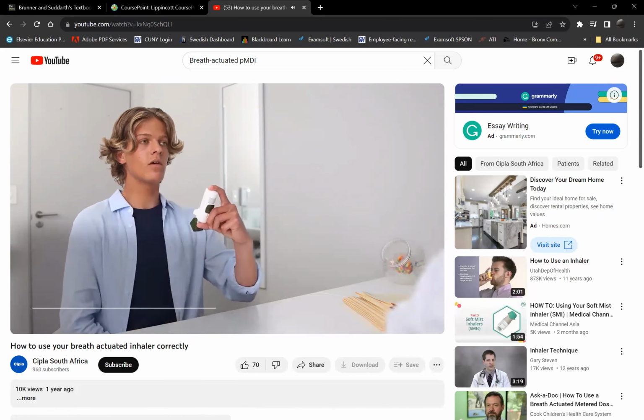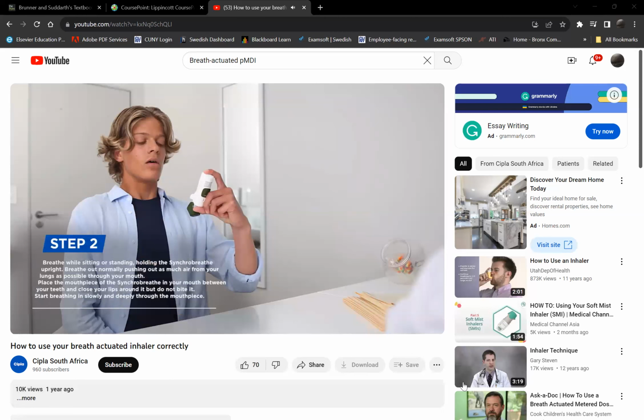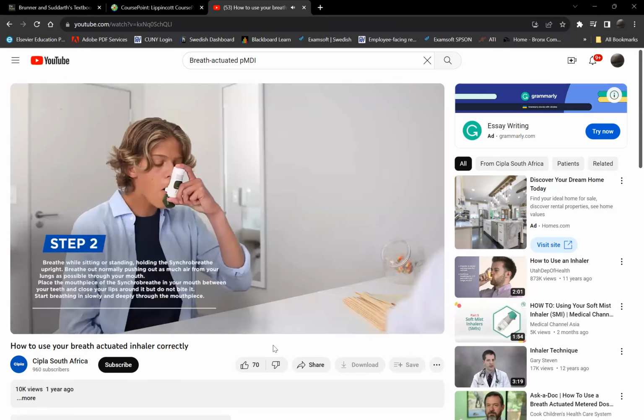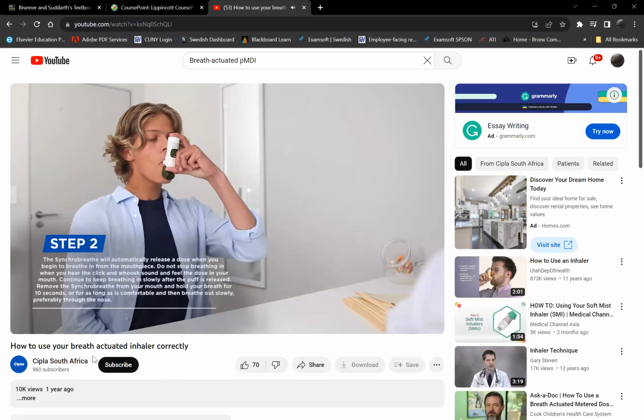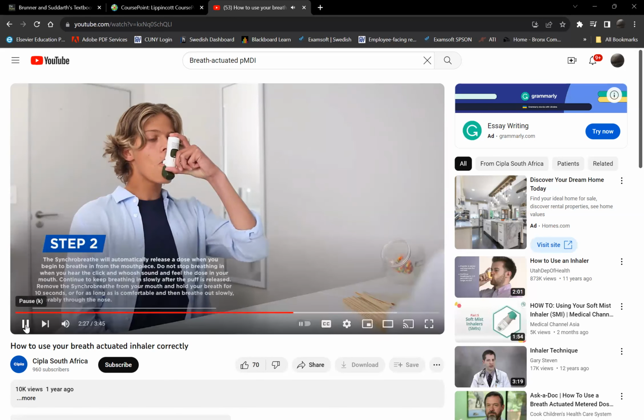Step 2. Breathe while sitting or standing. Hold your Synchro Breathe upright. Breathe out normally, pushing out as much air from your lungs as possible through your mouth. Place the mouthpiece of the Synchro Breathe in your mouth between your teeth and close your lips around it, but do not bite it. Start breathing in slowly and deeply through the mouthpiece. The Synchro Breathe will automatically release a dose when you begin to breathe in from the mouthpiece.